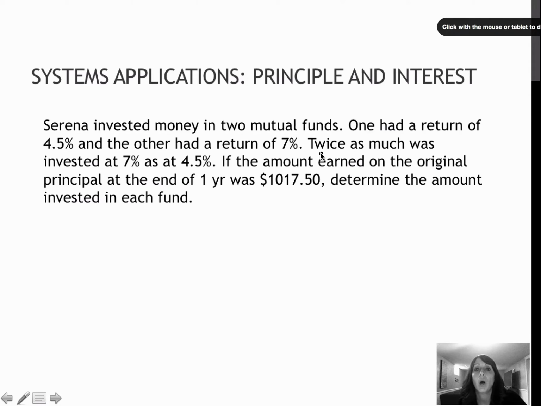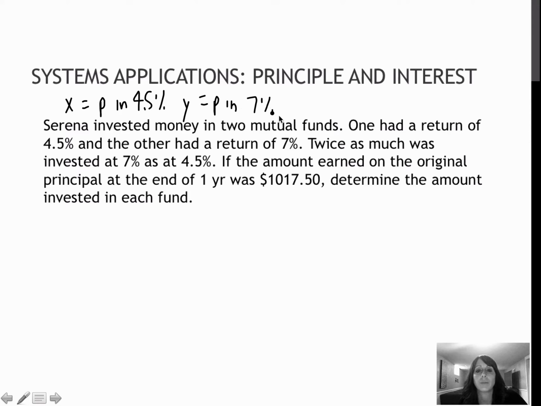This question, although it does deal with principal and interest, is not similar to the last question because it does not give us quite the same amount of information. So here we know that Serena's investing money in two accounts, just like the last question. One had a return of 4.5%, so I'm going to call x the principal in the 4.5% account. And I'm going to call y the principal in the 7% account.